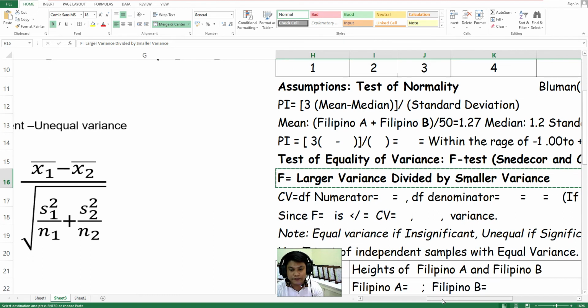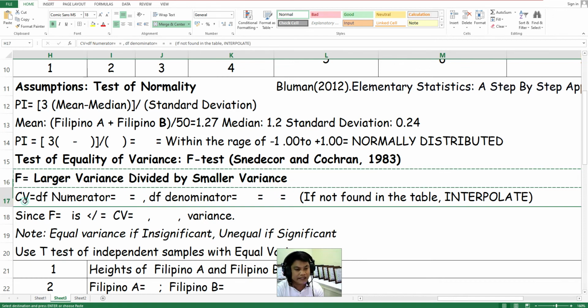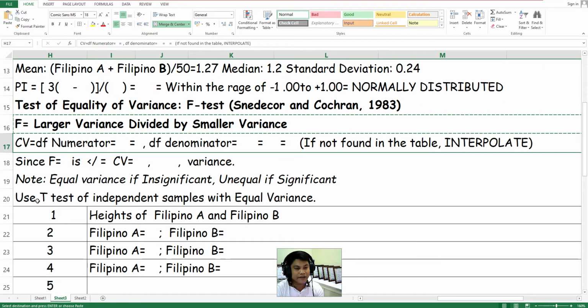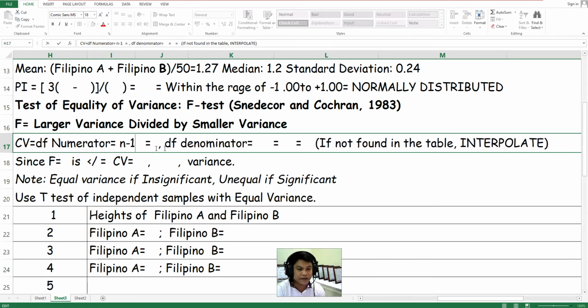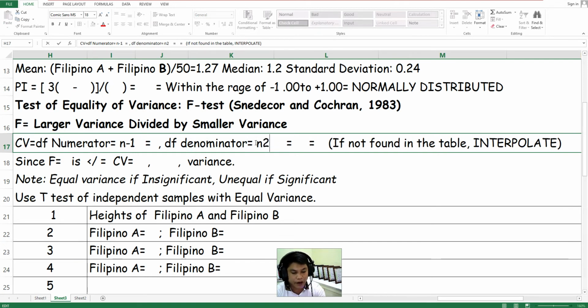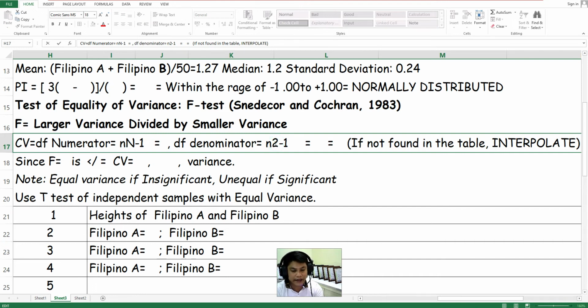Okay, so what will happen? In this case, you have to divide first the larger variance by the smaller variance. And then you have here the CV. When we say CV, it's the critical value, in which we have to consider the DF, the n minus 1. We have to consider n minus 1 of the DF numerator, and n minus 1 also of the DF denominator. So I will just write n1, meaning n numerator, and then n2, n denominator, minus 1. And then we have to find that in the table, which we are going to search later.